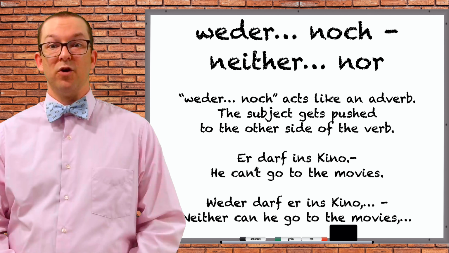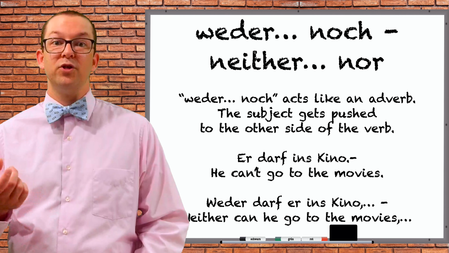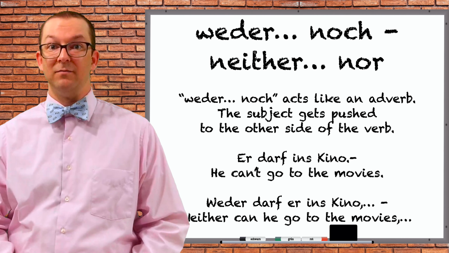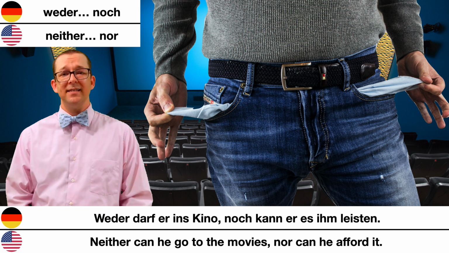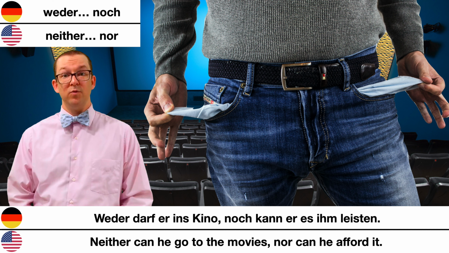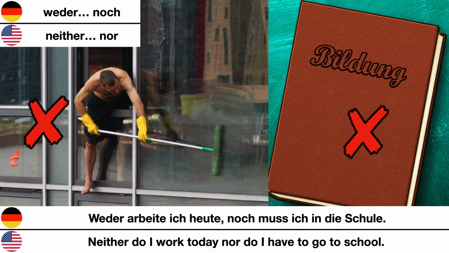For once, the English word order actually mirrors this, and therefore pushes the subject to the other side of the verb as well. For example, weder darf er ins Kino, noch kann er es sich leisten. Neither can he go to the movies, nor can he afford it. Weder arbeite ich heute, noch muss ich in die Schule. Neither do I have to work today, nor do I have to go to school.